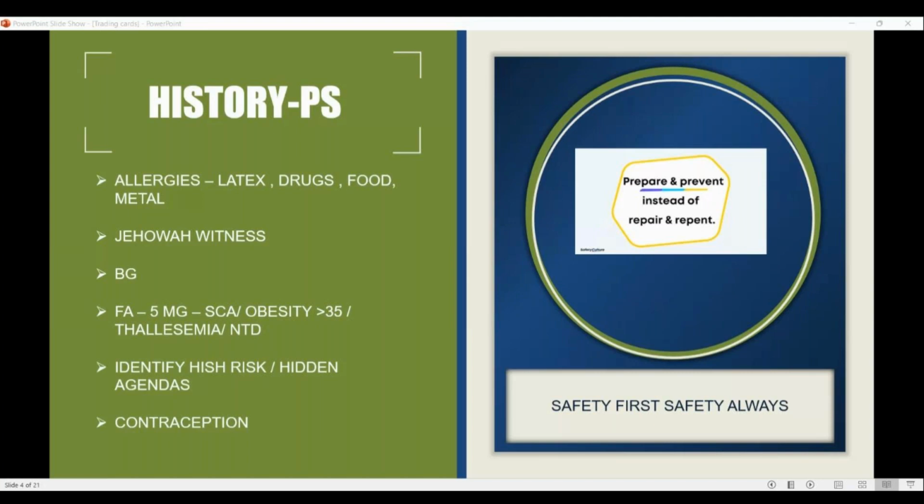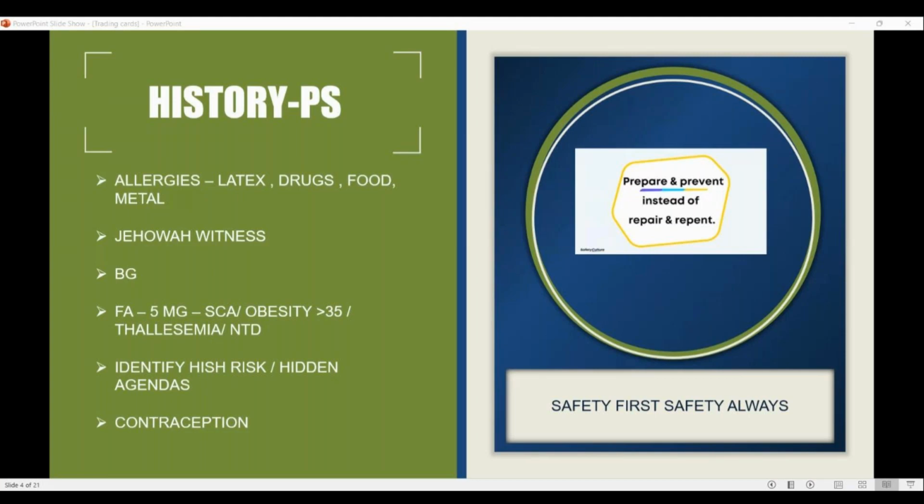In obesity guidelines it's BMI more than 35 when we give 5 milligrams. Then sickle cell anemia, throughout we have to give 5 milligram folic acid. In thalassemia, neural tube defects, okay, personal history or family history of neural tube defects, you have to give 5 milligram folic acid.